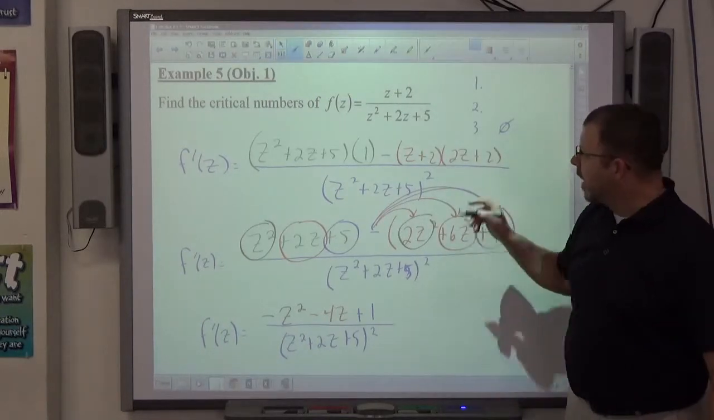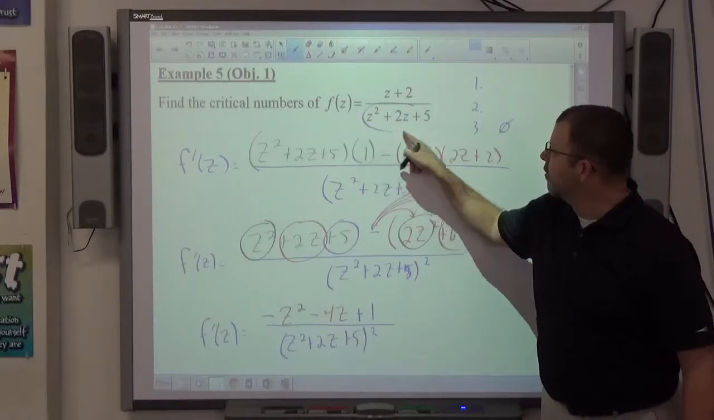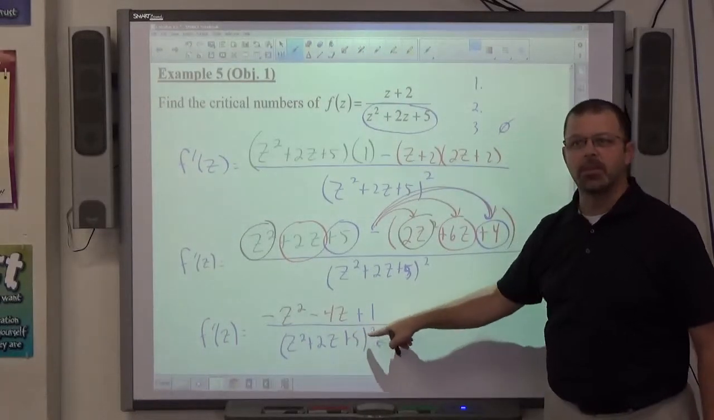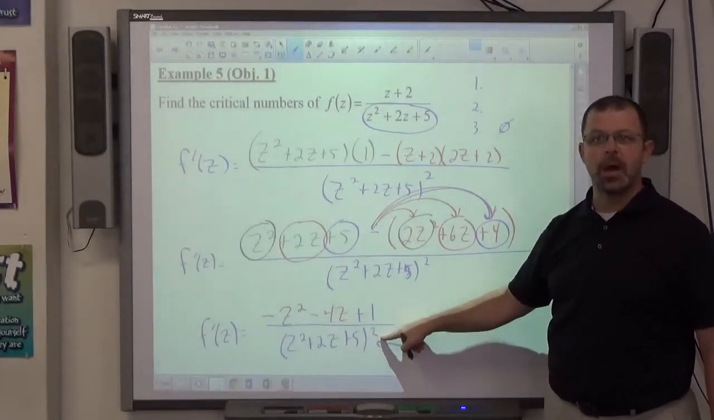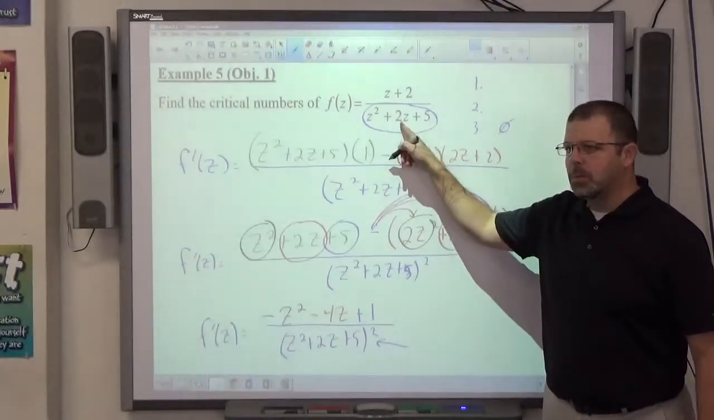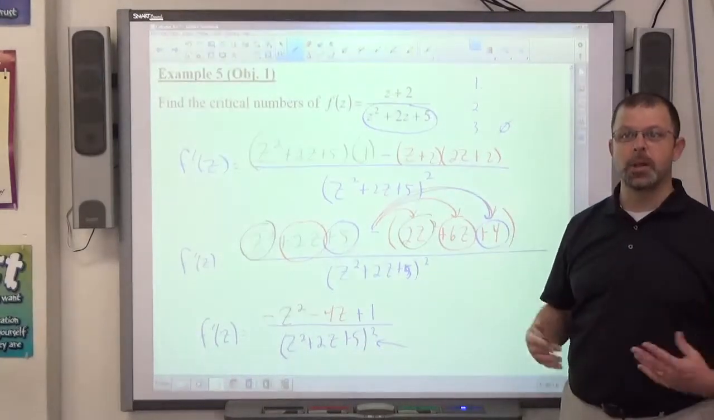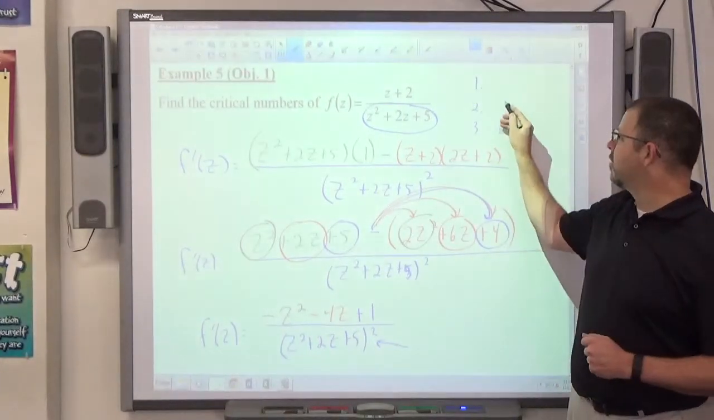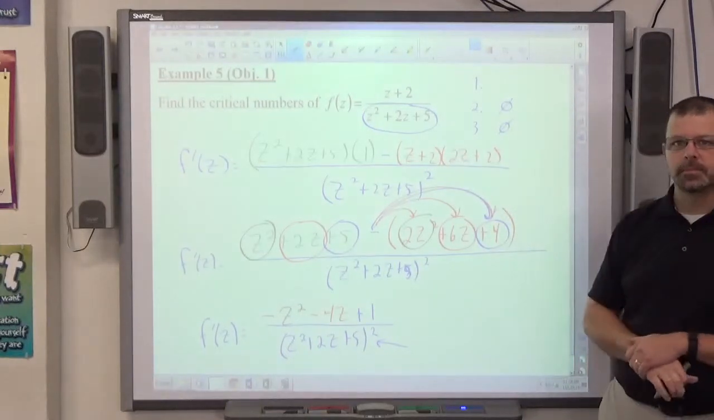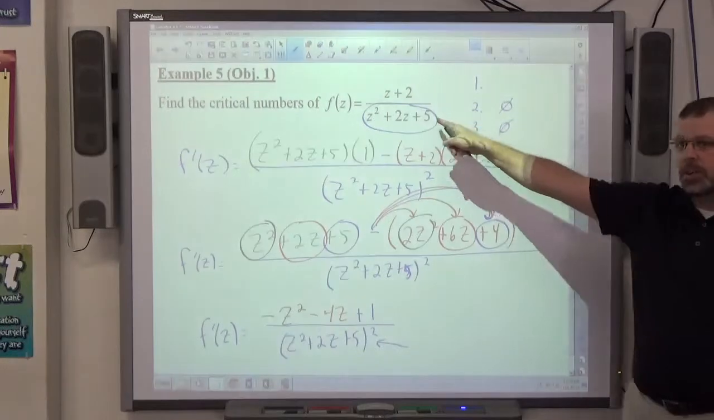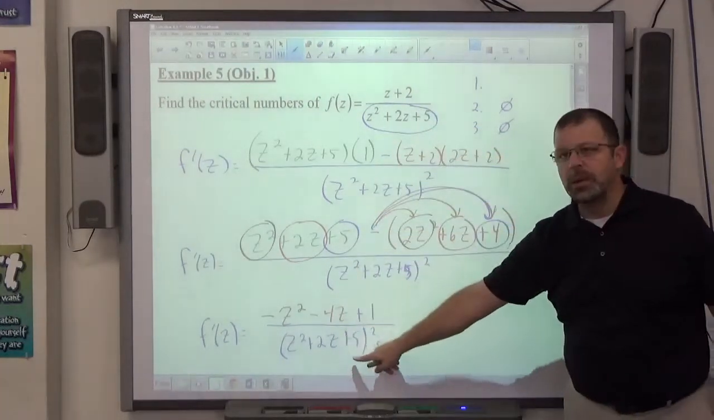There's no division by 0. Okay, notice that the denominator of the original function that would create the asymptotes is also the same as the denominator of the derivative, except it's squared instead of the first power. If this can't equal 0, this can't equal 0, so 0 squared is never going to happen, so it's never going to be divided by 0, which means it is never undefined.